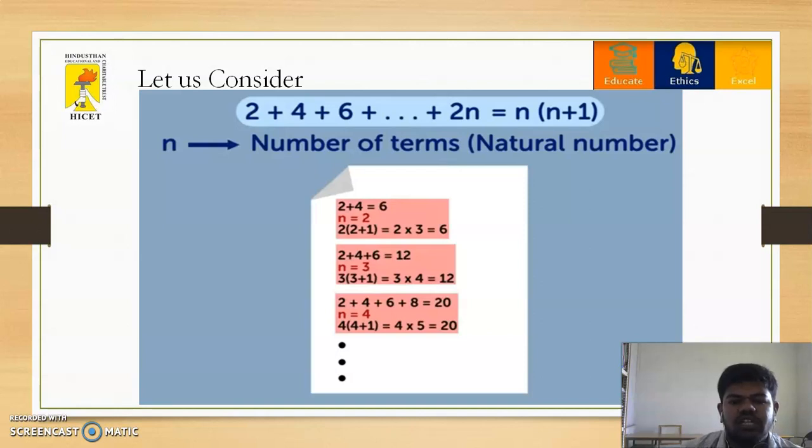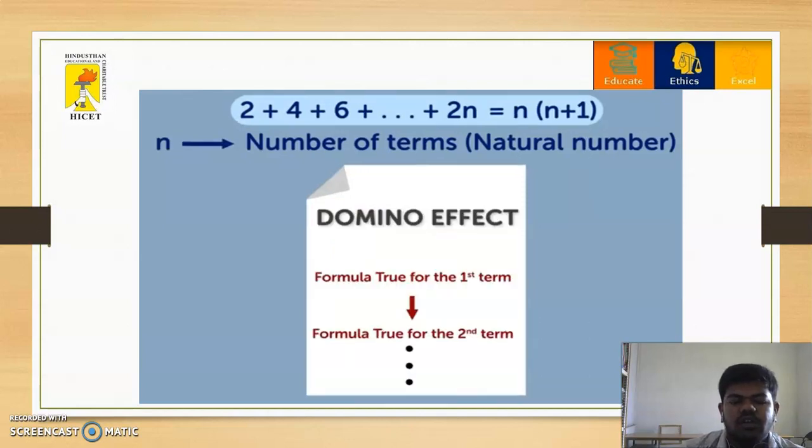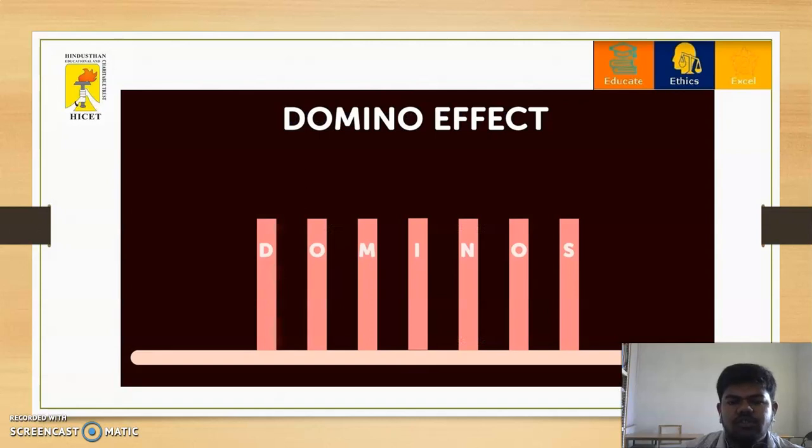In order to check the validity of the formula for each term, we need a domino effect. In the domino effect, we need to show that the formula is true for the first term, then true for the second term, and so on. Domino effect means we use the dominoes one after the other. Our goal is that all the dominoes will fall.